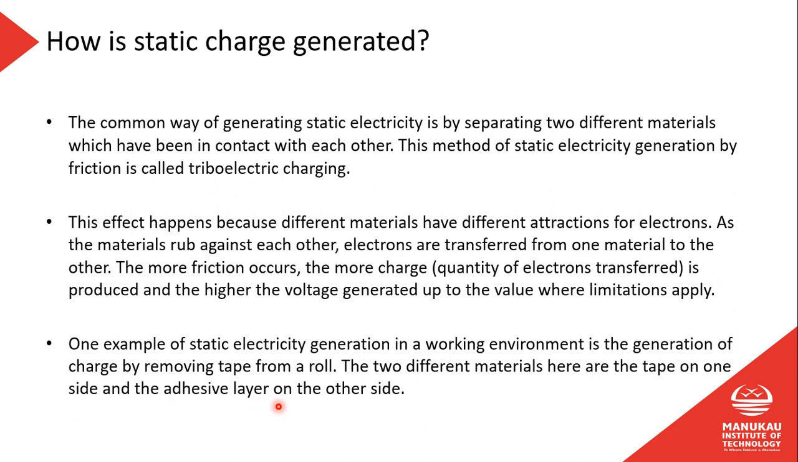Right, how's it generated? A common way of generating static electricity is by separating two different materials which have been in contact with each other. This method of static electricity generation by friction is called triboelectric charging. I'm not going to read the rest of that. You can read it. We've talked about how electrostatic charge is generated. I mentioned it on the last slide. Generally, friction between two objects.